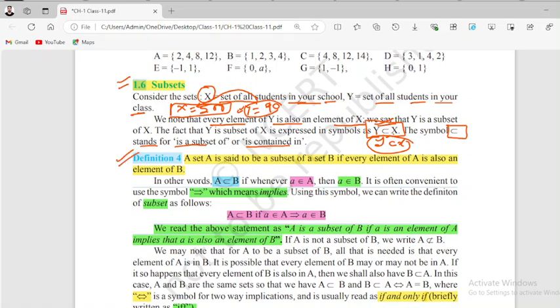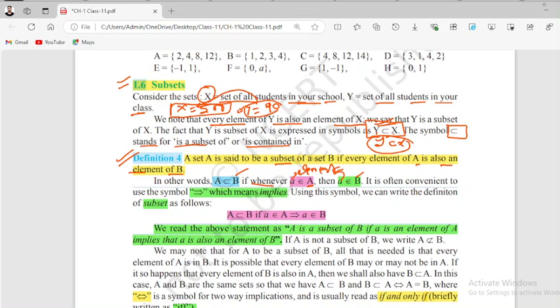Now this is the definition of the subset. A set A is said to be a subset of set B if every element of set A is also an element of set B. If every element of set A is in set B, then we can say set A is a subset of set B. In other words, A is a subset of B if every element a belongs to set A, and the same element also belongs to set B.